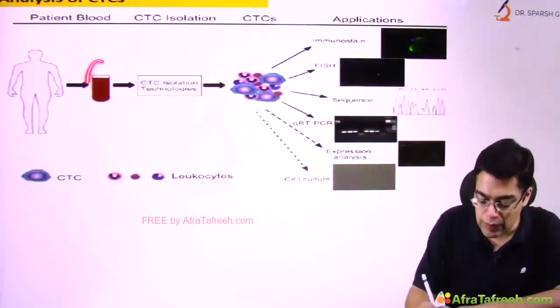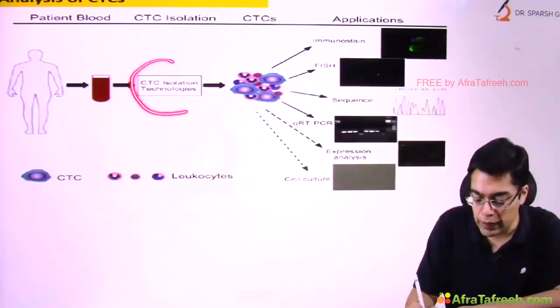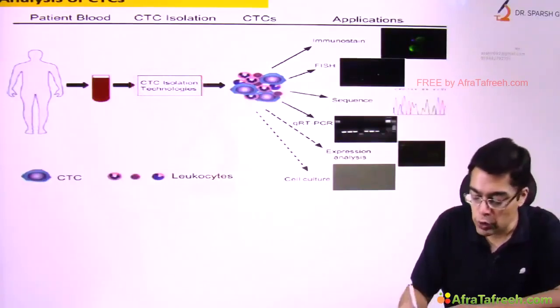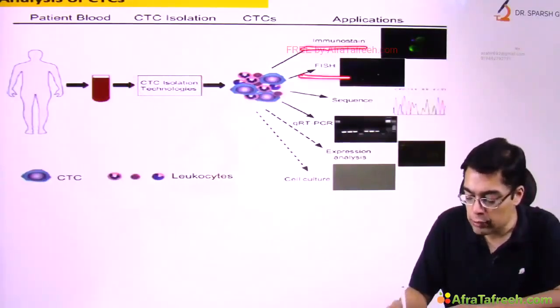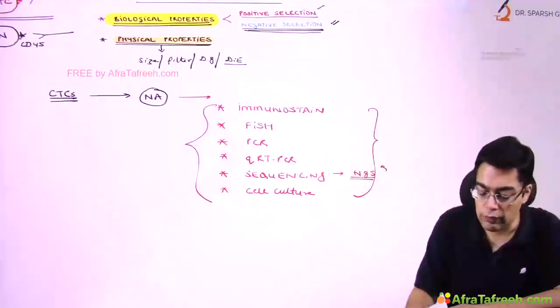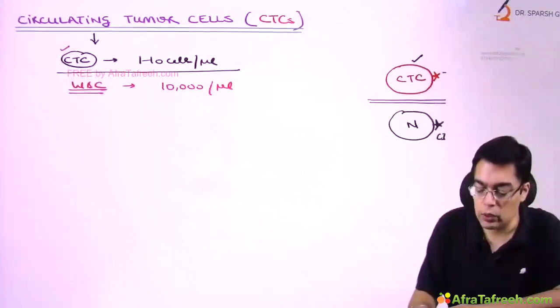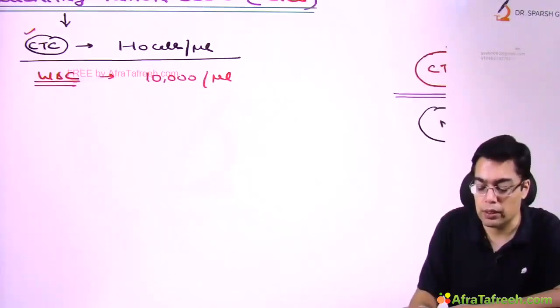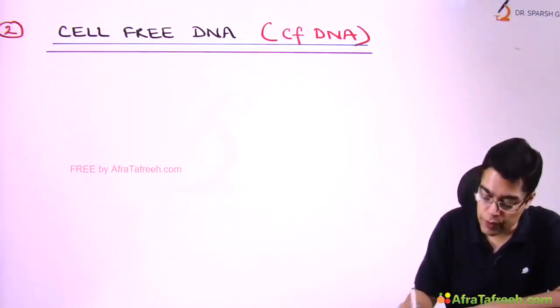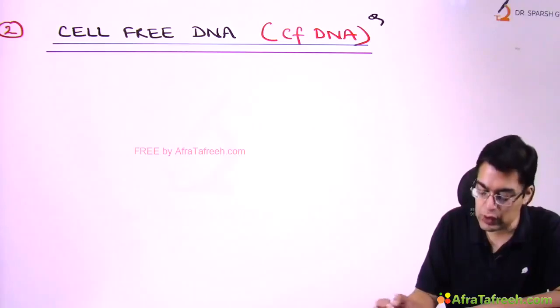So you have taken the blood sample of an individual, you have enriched it with technologies based upon the biological or physical property, and subsequent analysis is done with the help of immunostaining, FISH, sequencing, quantitative real-time PCR, or something like cell culture. That is what we need to have an idea of so far as the circulating tumor cell as a biomarker is concerned. The second important example of a biomarker that we use in the context of liquid biopsy is what is given the name of cell-free DNA or cfDNA.